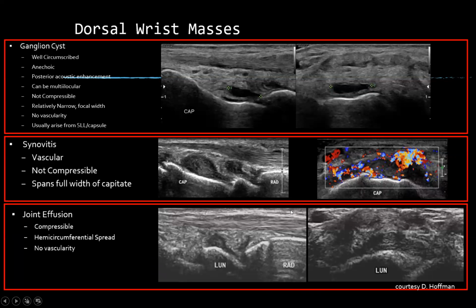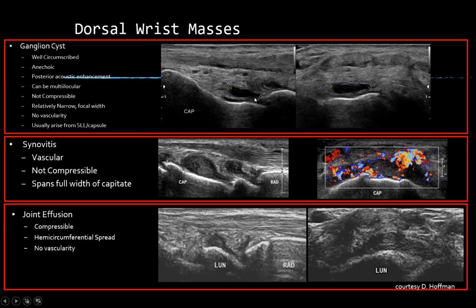Now, with the additional images that we've looked at, we should be able to sort out what this bump, cyst, lesion is in the dorsal wrist. And there are three common things that we want to distinguish between. The ganglion cysts, synovitis, and joint effusions are some of the most common. So ganglion cysts are well circumscribed. You can see they have a fairly clear border here. It's going to be anechoic. You'll commonly see posterior acoustic enhancement, which is a brighter white line on the deep surface of the cyst.